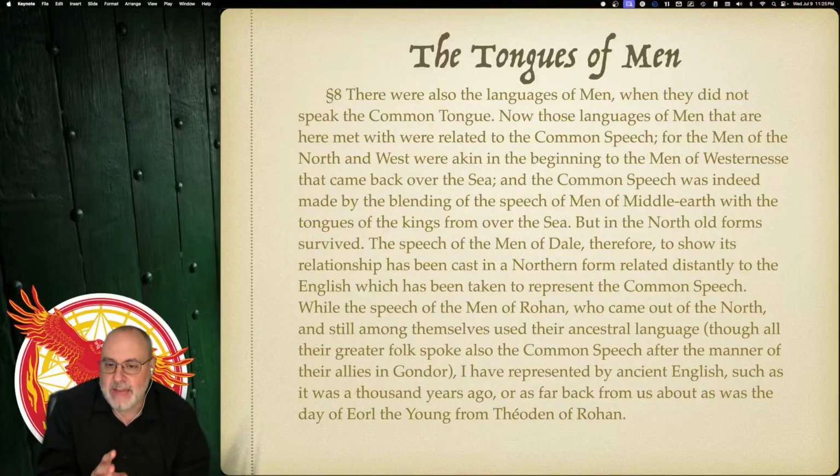The speech of the men of Dale, therefore, to show its relationship, has been cast in a northern form related distantly to the English which has been taken to represent the common speech. While the speech of the men of Rohan, who came out of the north, and still among themselves used their ancestral language, though all their greater folk spoke also the common speech after the manner of their allies in Gondor, I have represented by ancient English, such as it was 1,000 years ago, or as far back from us, about, as was the day of Eorl the Young from Theoden of Rohan.